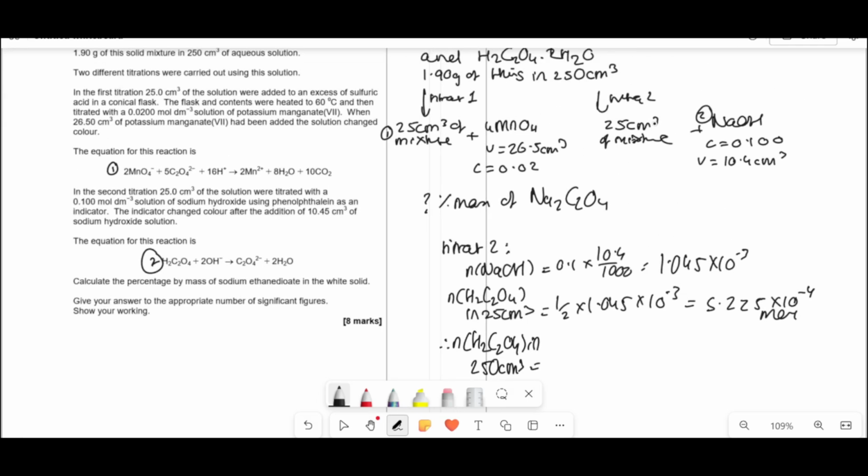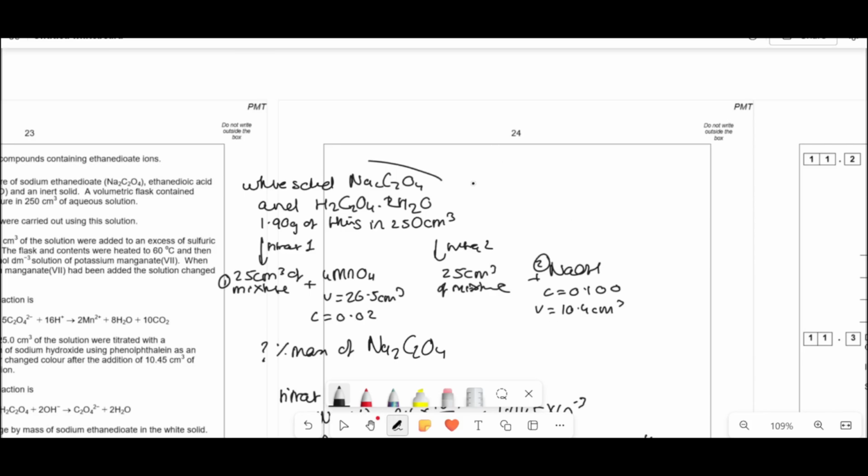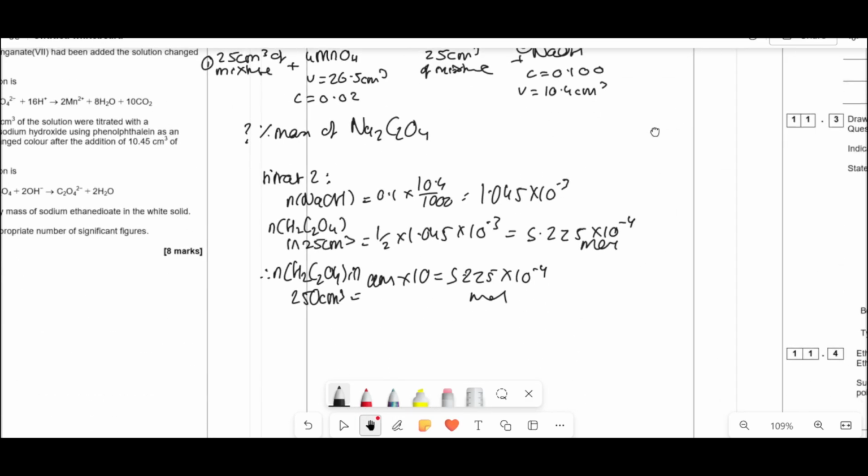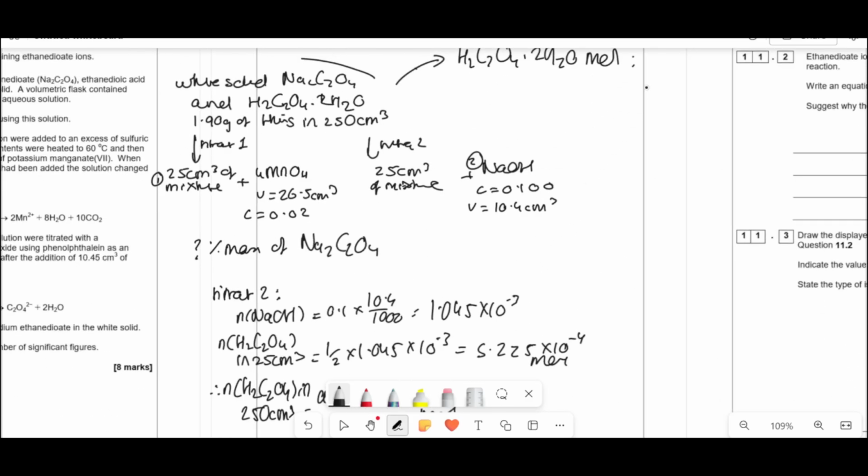Therefore, the moles of the H2C2O4 in the 250 centimeter cubed sample that we had initially is going to be this. Well, what's happened here? We had 25, we're going up to 250, so we're going to have to times the answer by 10, which is going to be 5.225 times 10 to the minus 3 moles. So then, in this white solid, I now know that the moles of the H2C2O4.2H2O is this answer that we just worked out, which is 5.225 times 10 to the minus 3 moles. Bingo, I've already worked out this.